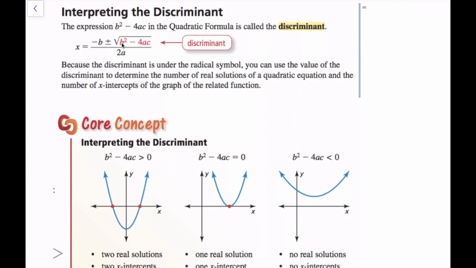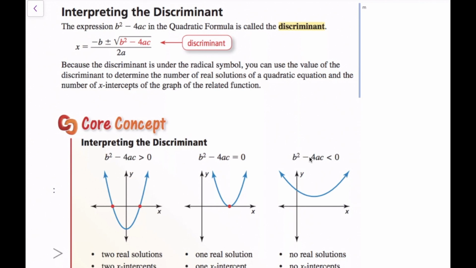Now, if this b squared minus 4ac is negative, we know that we don't have any real numbers that we can square to get a negative number. So this is what's going to give us complex solutions, and you'll learn about those in Algebra 2. But for now, we just want to know how many real solutions we have. So once again, when b squared minus 4ac is greater than 0, we're going to have two real solutions. When b squared minus 4ac is equal to 0, we'll have one real solution.